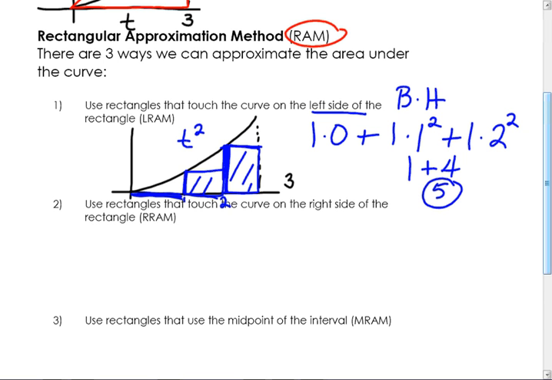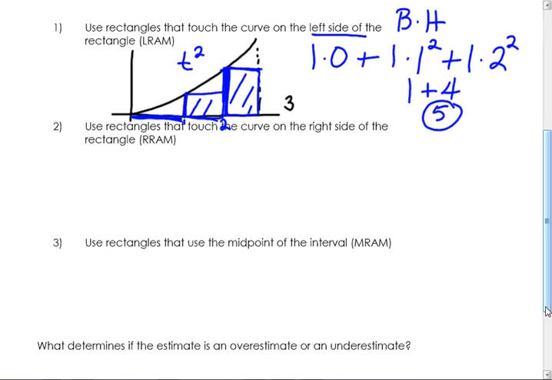What are the conditions to get an underestimate? But I'm going to leave it open for you to discover when you get an underestimate and when you get an overestimate. Using midpoints, I will not know, by the way.